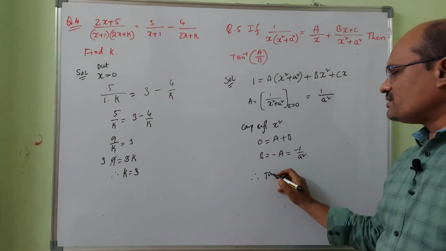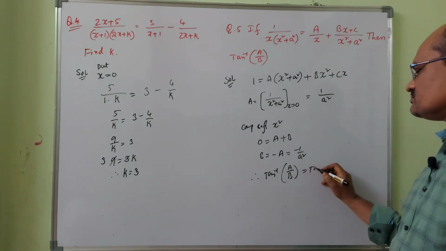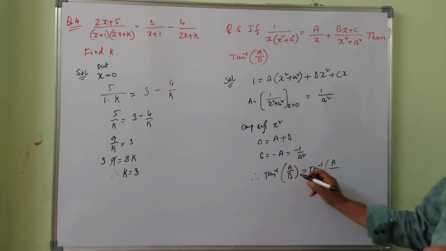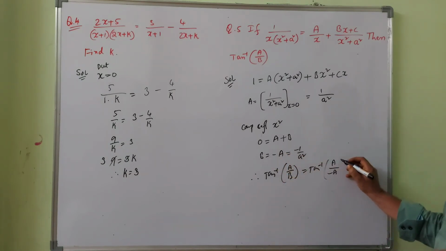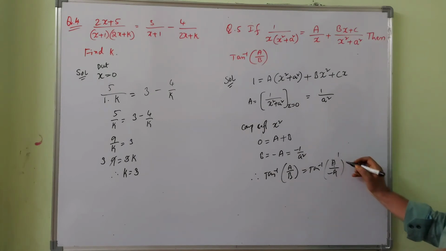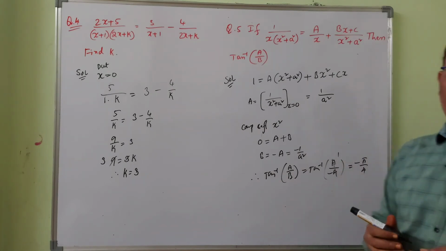What we have to find? Tan inverse of a by b. A by b means what? Minus a. Cancel, we will get 1. That is tan inverse of minus 1. Tan inverse minus 1 value is minus pi by 4.